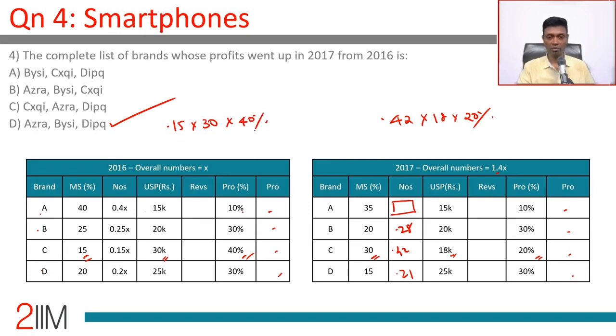Right? So 0.15 into 40% is 0.15 into 0.4, which is 0.06 into 30, which is 1.8. 0.42 into 18 into 20%, or 0.42 into 20% is 0.084. 18 into 0.084. 18 4 is 72, 27. 18 eights are 144. Plus 7, 151, 1.512. This is 1.8, that is 1.512. So from 2016 to 17, CXQI falls, whereas the other three increase.